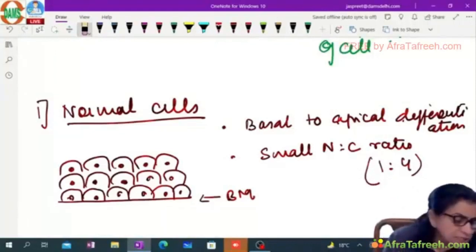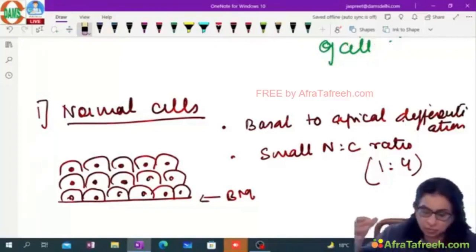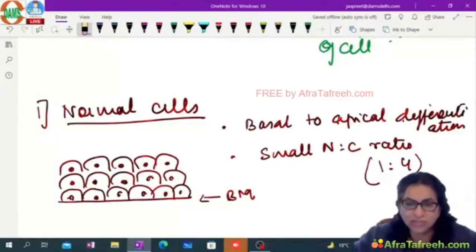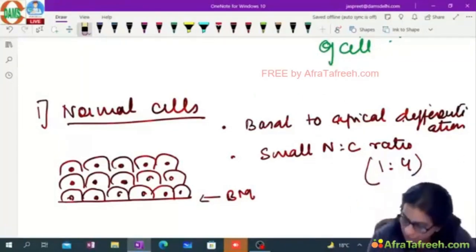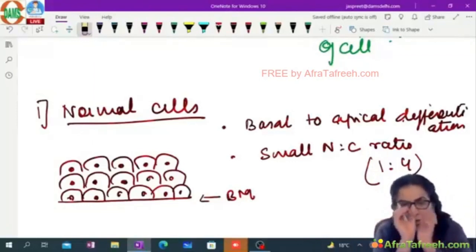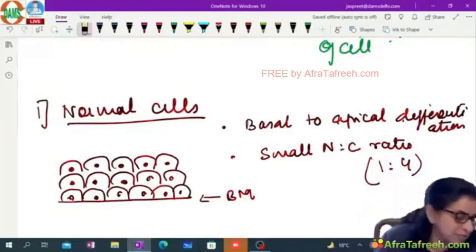So these cells are normal. They have normal differentiation. What do we mean by normal? Basal to apical differentiation. They are sitting one on top of the other and differentiating from below upwards in a very orderly fashion. And two, the cells have a small nucleus and the cytoplasm is 4 times the nucleus. So these are normal cells.